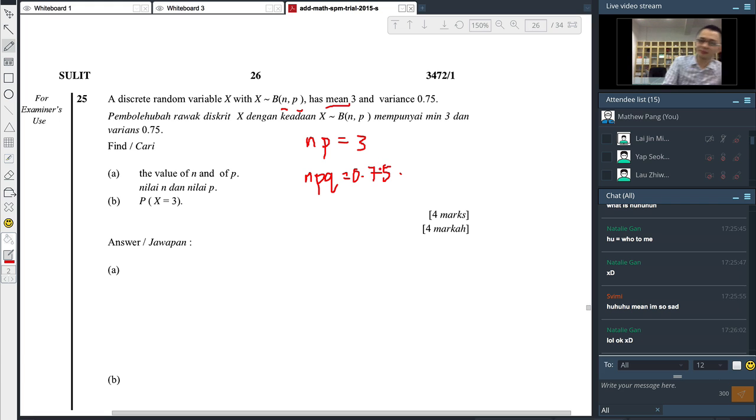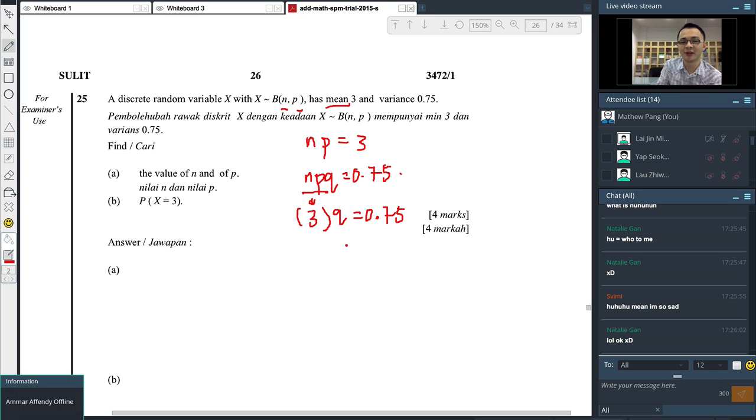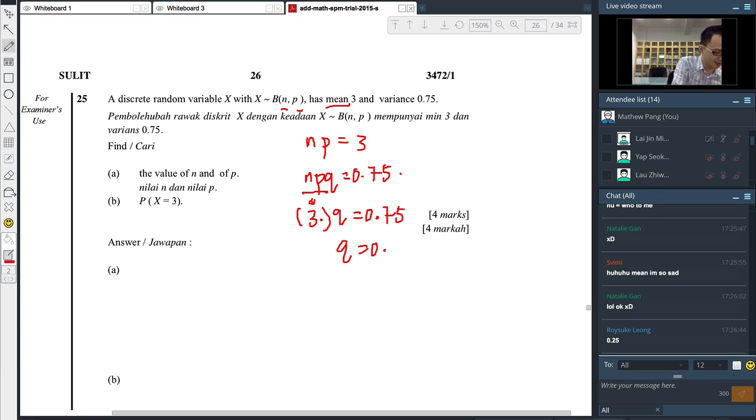So in order to find n and p, I will need to find q first. I substitute np into the second equation. So np becomes 3, times q equals 0.75. So q itself equals... is it 0.25? Yeah, 0.25.